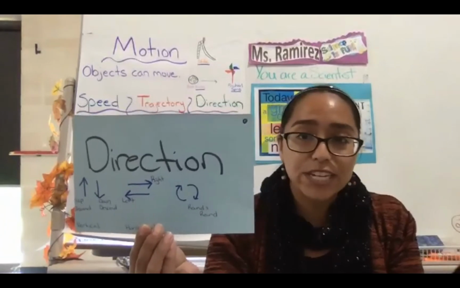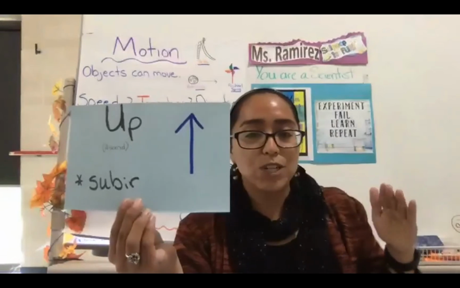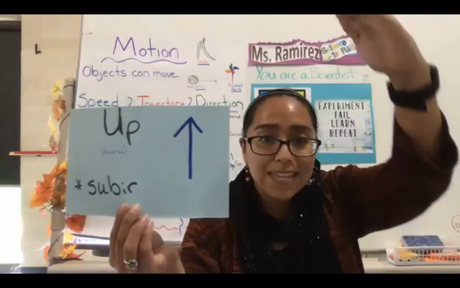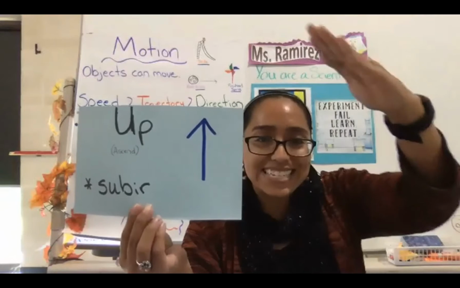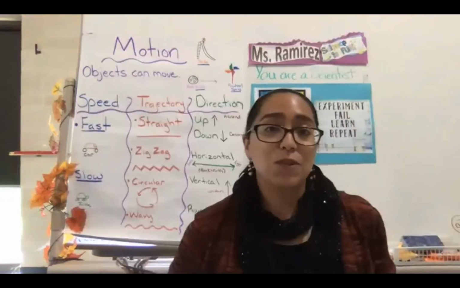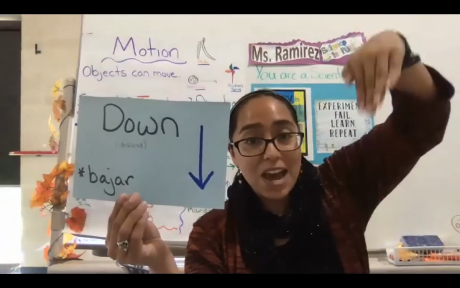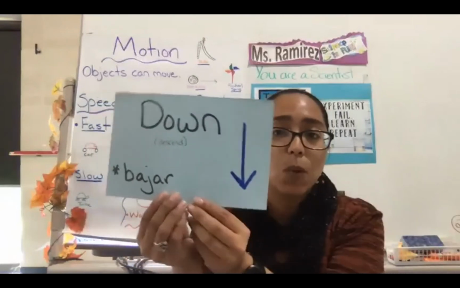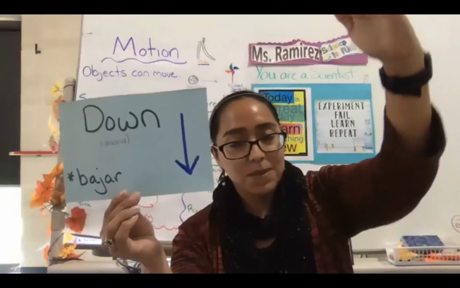Some words that we can use to describe direction would be up. Think about when you're riding your bike and you're going up a hill. Another word for up is ascend. So when you ride your bike, you are ascending the hill. Now, if you ride your bike up the hill, you're going to have to go down at some point. Another word for down is descend. I remember that because they both start with the letter D. So ascending is up, descending is down.